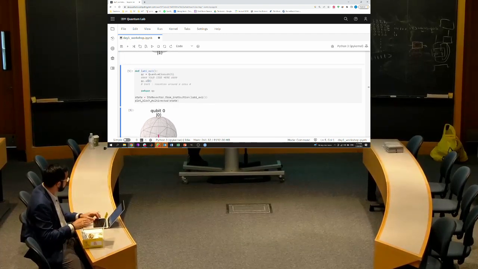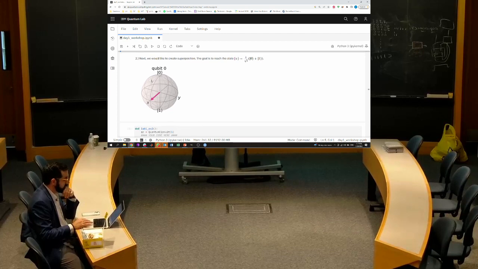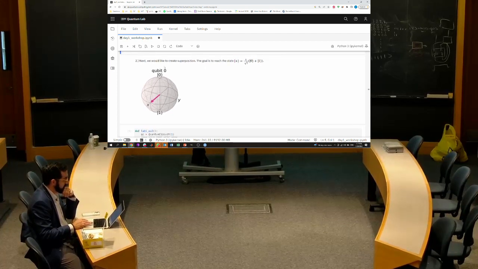Okay? So again, where it says your code here, you want to operate in your quantum circuit, you choose which gate you want to use, and you need to tell it on which qubit you want to operate, because technically you can have many qubits in your quantum circuit. So that was the first example.